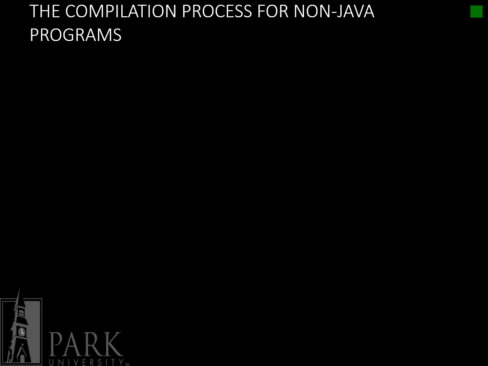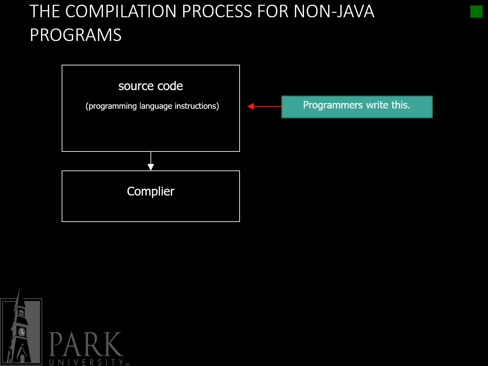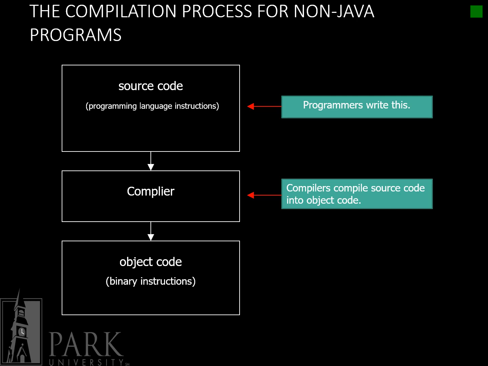So let's break down the compilation process for a non-Java program. Again, this is a non-Java program. We're going to take the source code, which is the instructions that you're writing out, okay? And we're going to send it to the compiler. And the compiler is going to take that code and translate it into object code, which is binary instructions. And then the computer runs it, okay? Are we good on that?